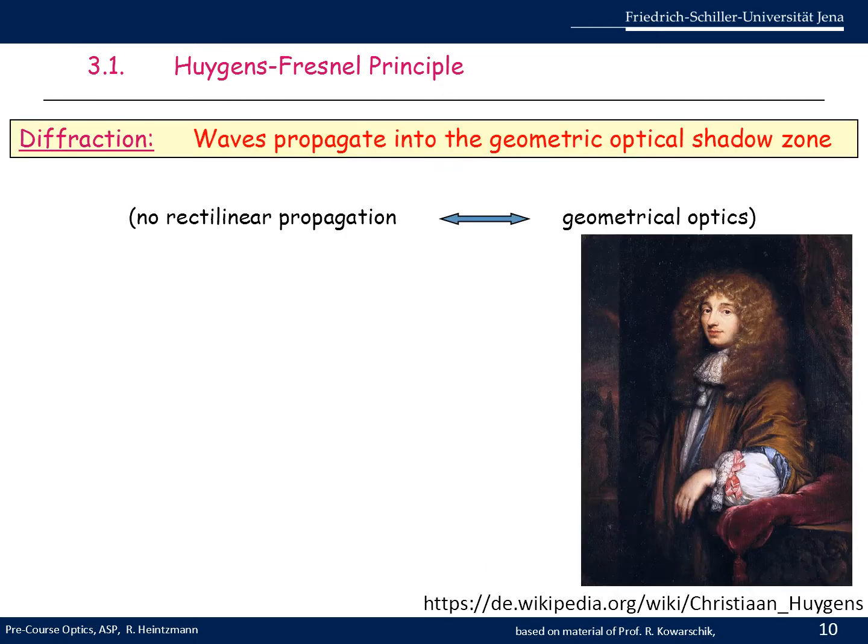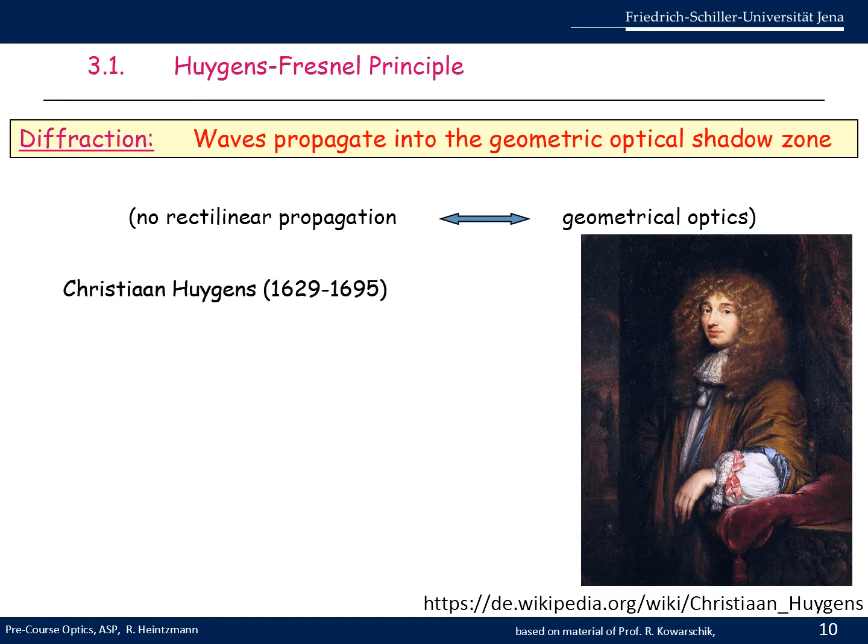So diffraction means waves propagate into the geometrically optical shadow zone. So it sort of opposes the field of geometrical optics, where you don't have that effect, but at the edges, sharp edges or features that are smaller than the wavelengths, then you have this non-rectilinear propagation where you need diffraction to explain it.